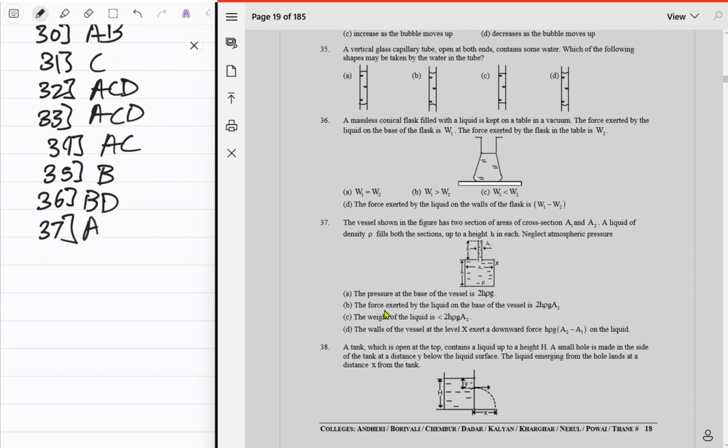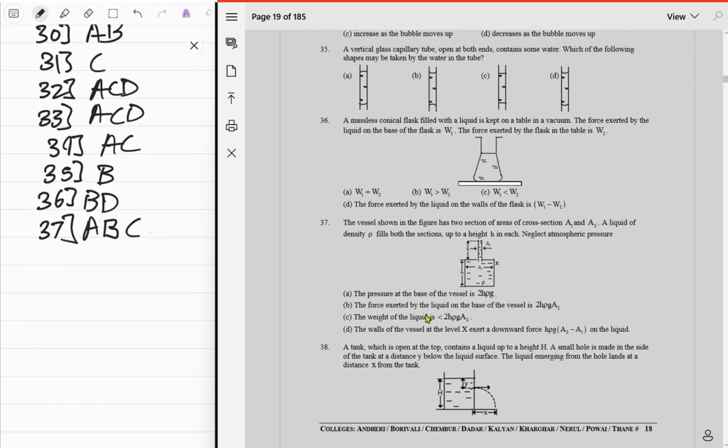The force exerted by the liquid on the base of the vessel is 2 rho gh A2. Yes. Wait. Yeah, that's right. So B is also correct. The weight of the liquid is less than 2 rho gh A2. Yes, because forces are coming from here, right? So yes, it's actually less than that. So C is also correct in that case.